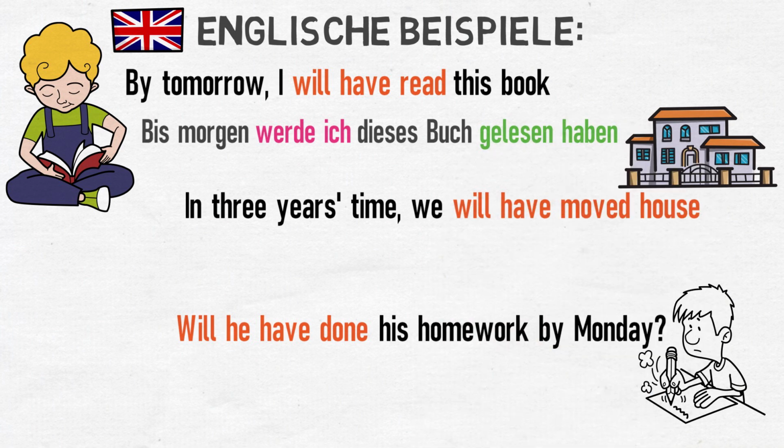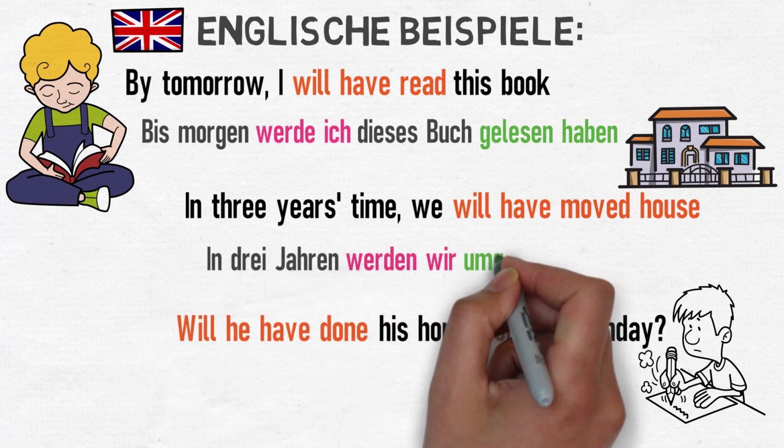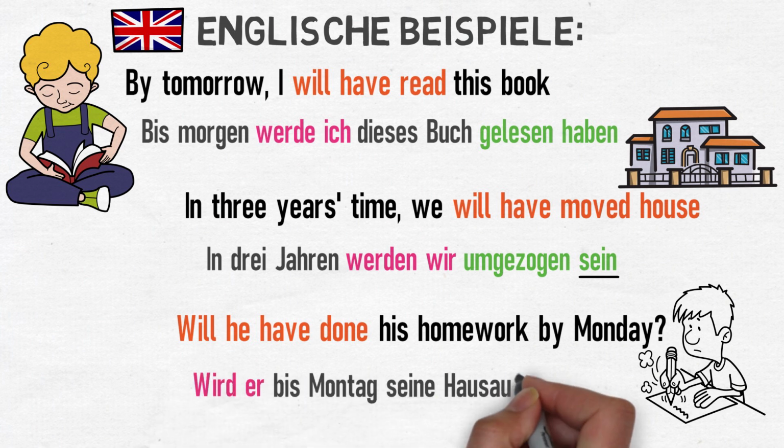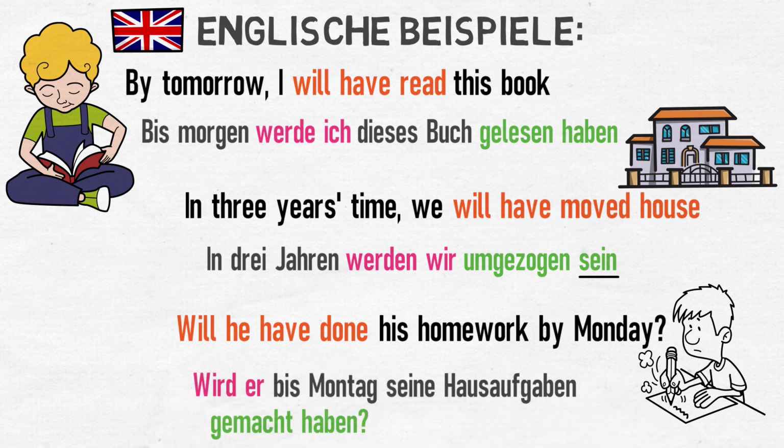In 3 years' time, we will have moved house. In 3 Jahren werden wir umgezogen sein. Notice that moving house counts as movement or a change of state, so we use sein. Will he have done his homework by Monday? Wird bis Montag seine Hausaufgaben gemacht haben?